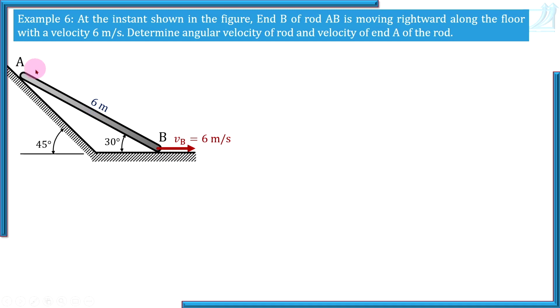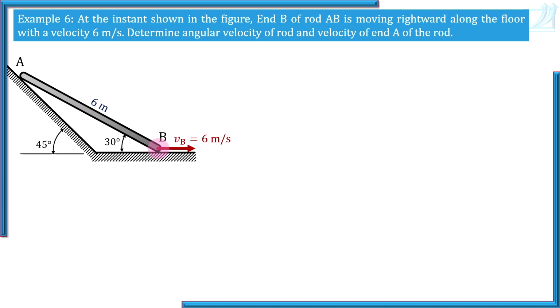Only thing is, in the last problem with the ground, it was a wall involved. But in this case, there is an inclined surface on which the other end is resting. End B is resting on floor and end A is resting on inclined surface. That makes 45 degrees. So, what information we have here?